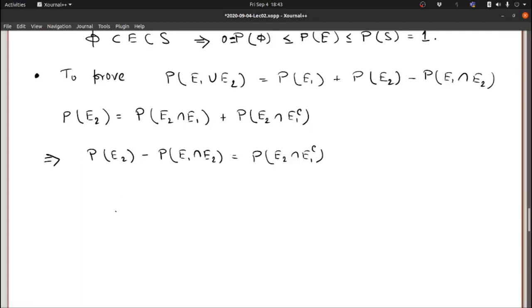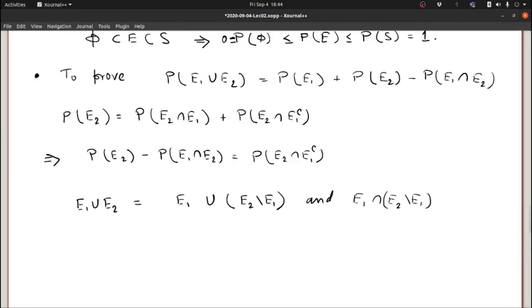The reason is that E1 union E2 can be written as E1, and E2 minus E1. E1 is already inside this, so E1 union E2 can be written as E1 union E2 minus E1. You see that these two are disjoint, and E1 intersection E2 minus E1, that quantity is phi.